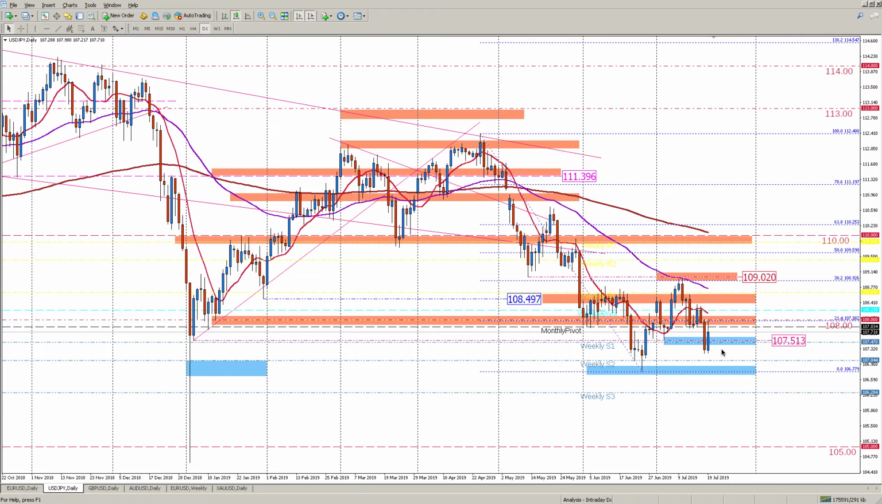Okay, we'll follow up on Tuesday and Thursday this week to see whether there's any clues where the dollar yen may continue for the rest of the week.